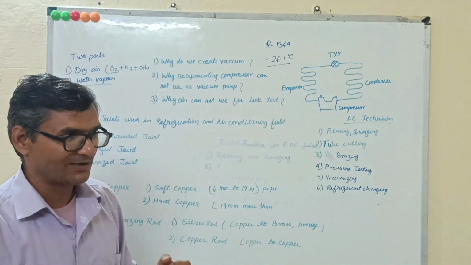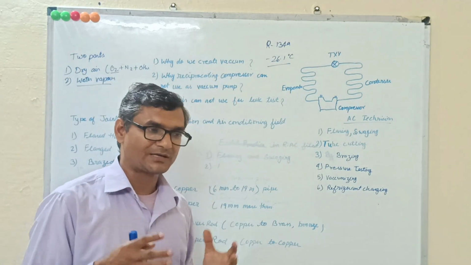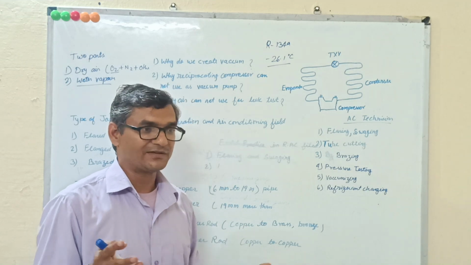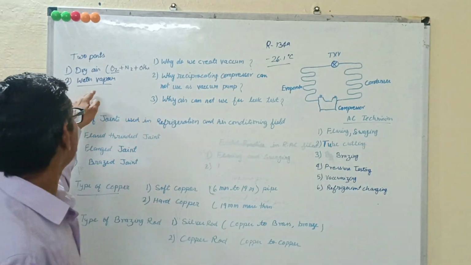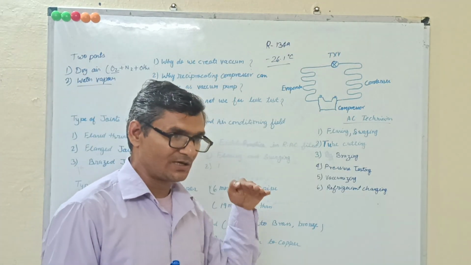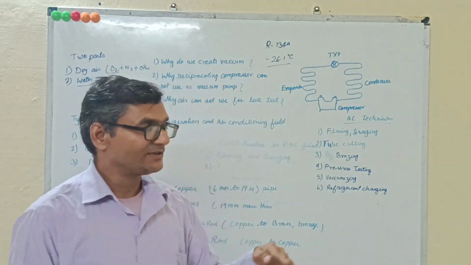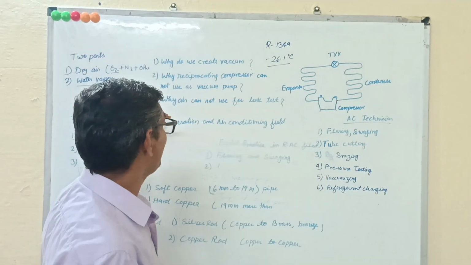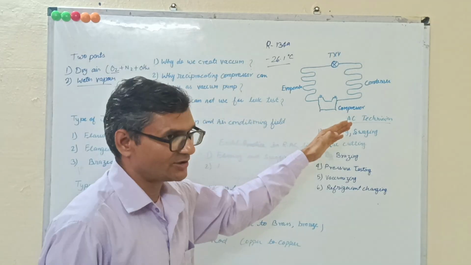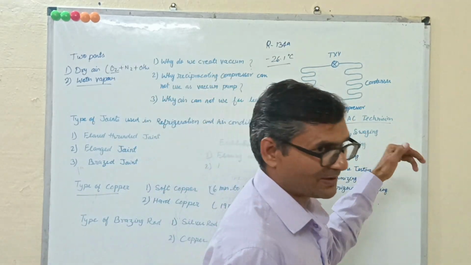What complaints are coming? Blast, burnout of the compressor, blast, then some accidents, even death cases are coming. So why? Because they are using air for the leak test. Then air cannot possibly be removed 100%. Then what happens? Suppose we switch on the air conditioner or compressor.